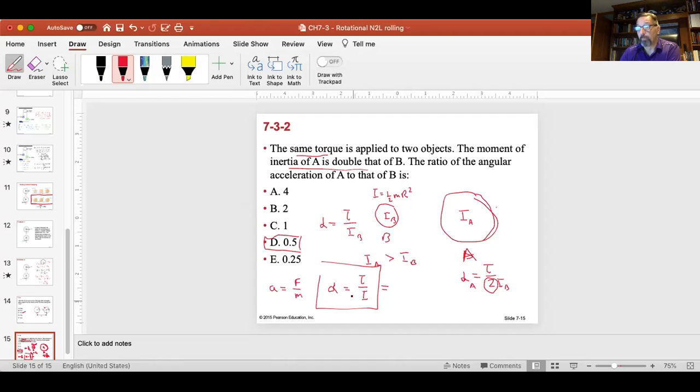Okay. So those of you who chose D, you got it. For B, you had it backwards. You had them directly proportional, and they're not. They're inversely proportional. Questions on that?